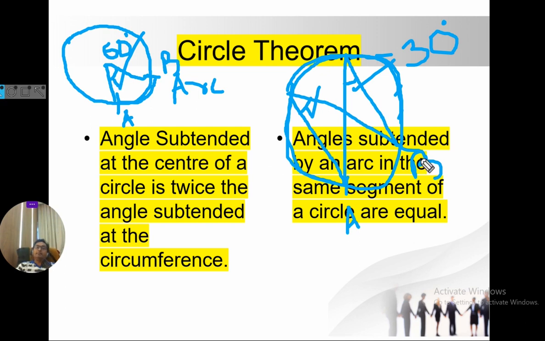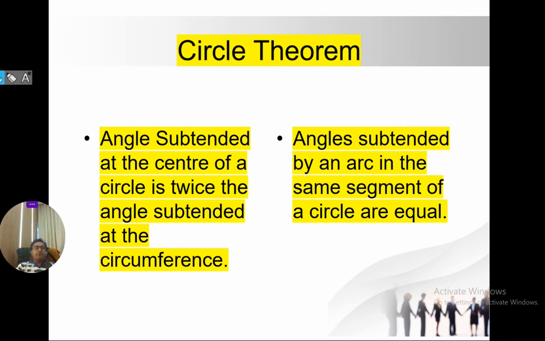And the second part is this arc. From the arc AB, we can draw, again I am just drawing a fresh circle. Second part, this is the arc AB.